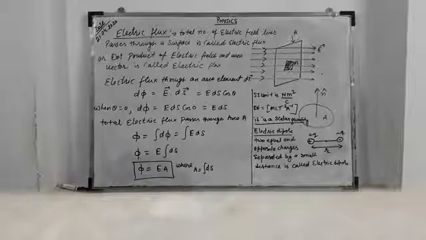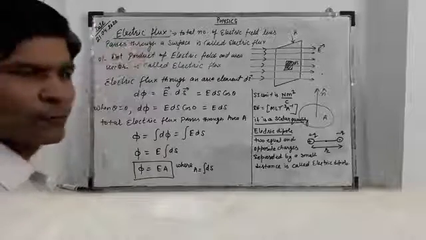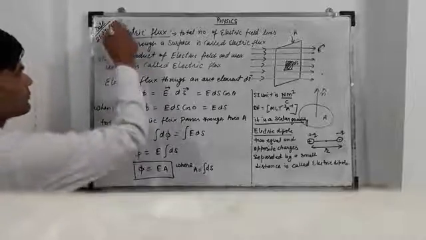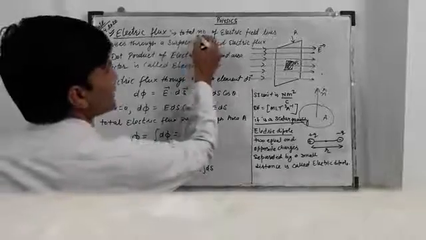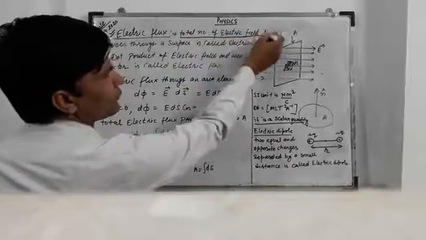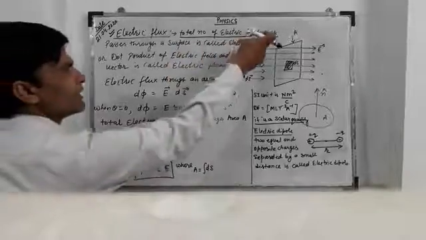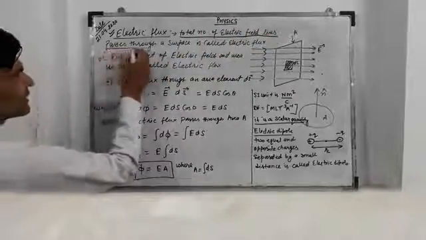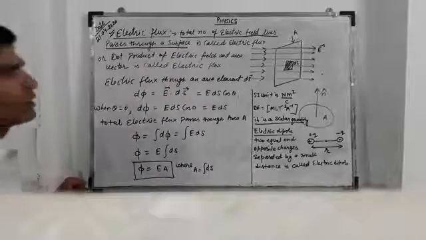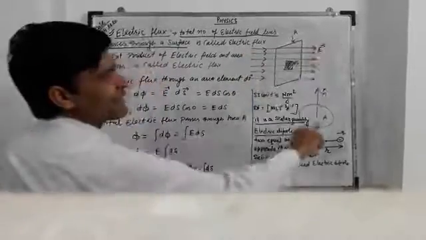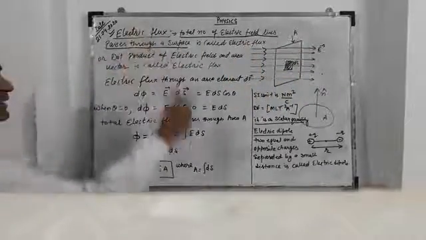Come back to the theory part. The new topic is electric flux. What is electric flux? Electric flux is the total number of electric field lines that pass through a surface. If a number of electric field lines passes through a surface, then this is electric flux.